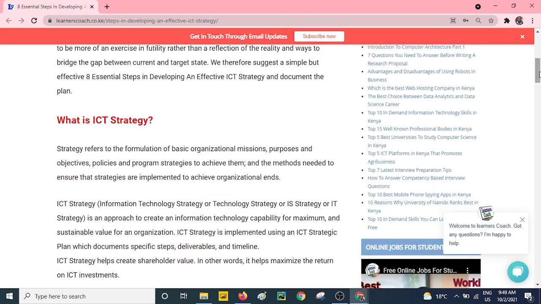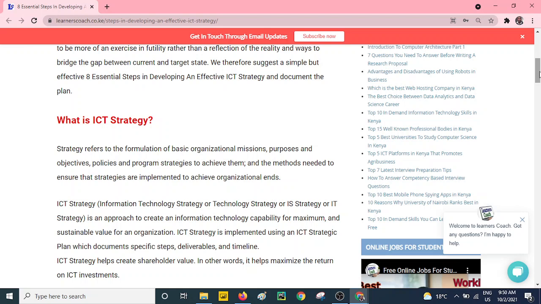Now, in our previous discussion, we looked at understanding what strategy is, and what are some of the models that you can use to have a good strategy. So check within the description to get more details of how we formulated some frameworks that can guide you on how to come up with a good ICT strategy. What we said about ICT strategy or IT strategy is that this is an approach to create an information technology capability to sustain value in an organization, right?